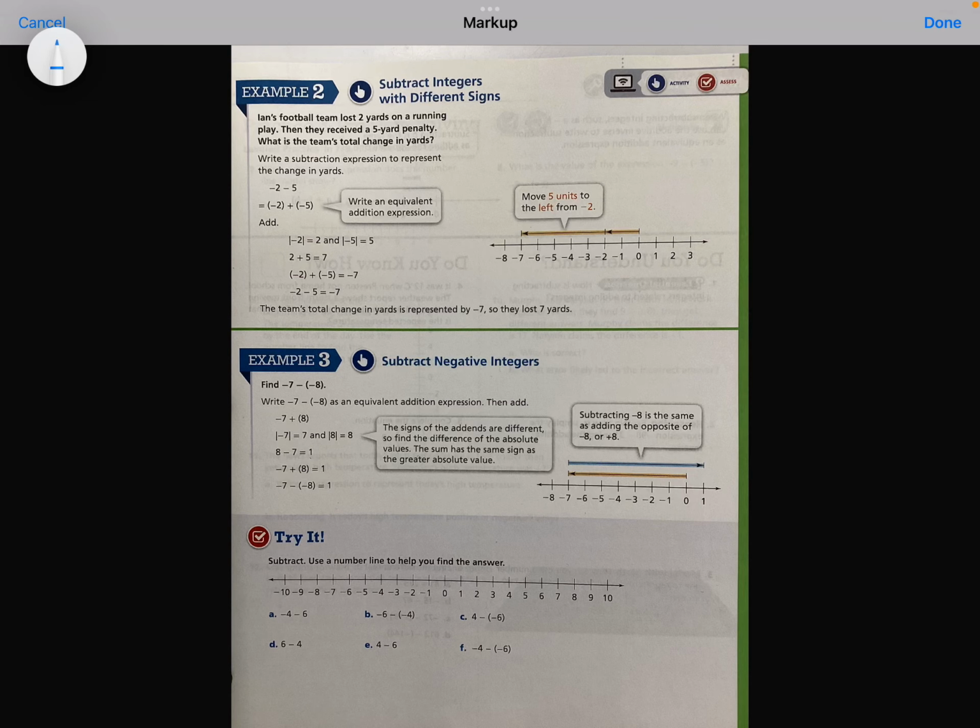Hello kids, so right now I'm gonna go over the review of page number 29 in the workbook. I'm gonna go over example 2 and 3. Very important examples. If you don't go over these examples, it's gonna be difficult for you to continue working on the workbook, so please pay attention.